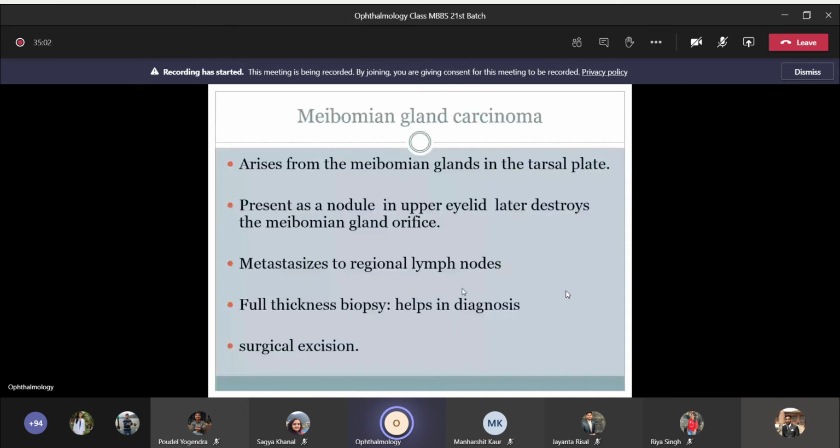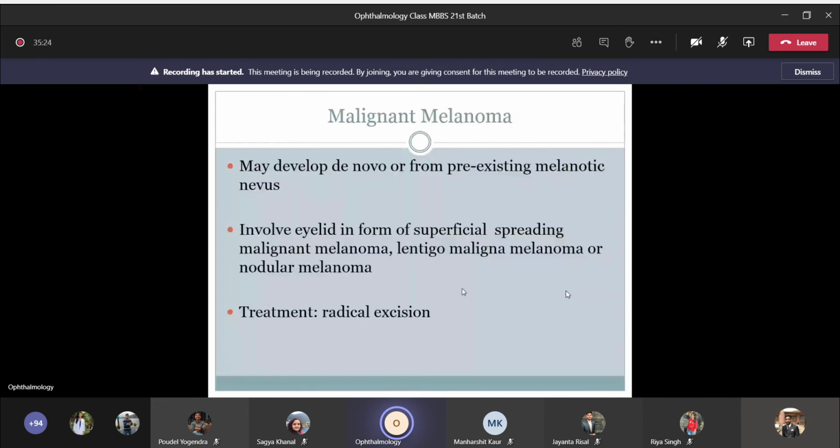And Meibomian gland carcinoma arises from the Meibomian gland in the tarsal plate. It presents as a nodule in upper eyelid, later destroys the Meibomian gland orifice. It metastasizes to regional lymph nodes. And treatment is surgical excision with biopsy. Malignant melanoma may develop de novo or from pre-existing melanotic nevus. It involves eyelid in form of superficial spreading malignant melanoma, lentigo maligna melanoma, or nodular melanoma. Treatment is radical excision.